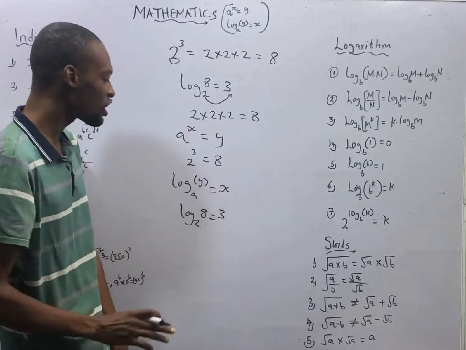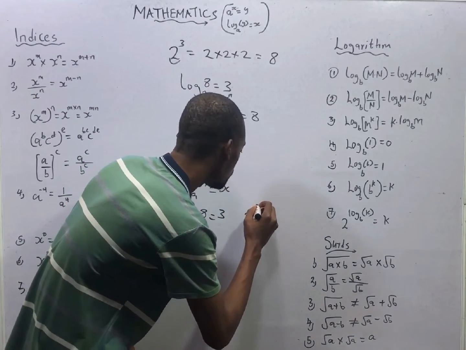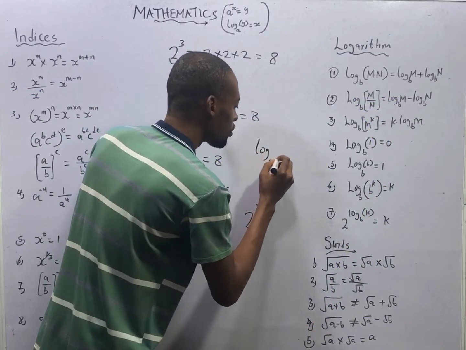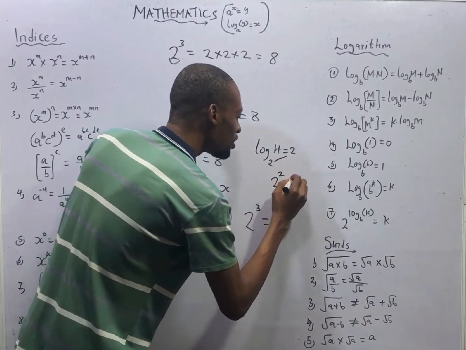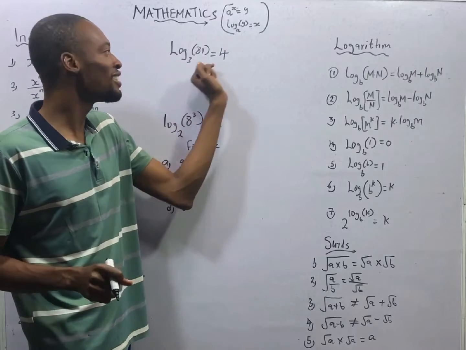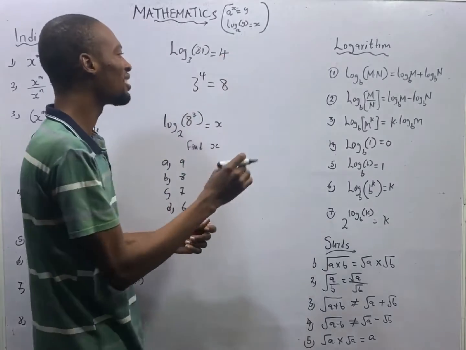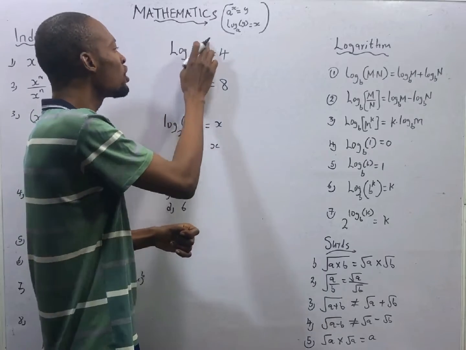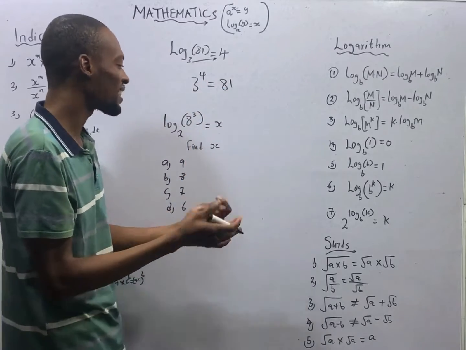From this relationship, if I give you log 8 to base 2 is equals 3, it simply means 2 raised to the power of 3 is 8. If I say log 4 to base 2 is equals 2, this implies that 2 raised to the power of 2 is equals 4. Log 81 to base 3 is equals 4. This means that 3 raised to the power of 4 is equals 81. So that is the relationship between logarithm and indices. That is how logarithm works.